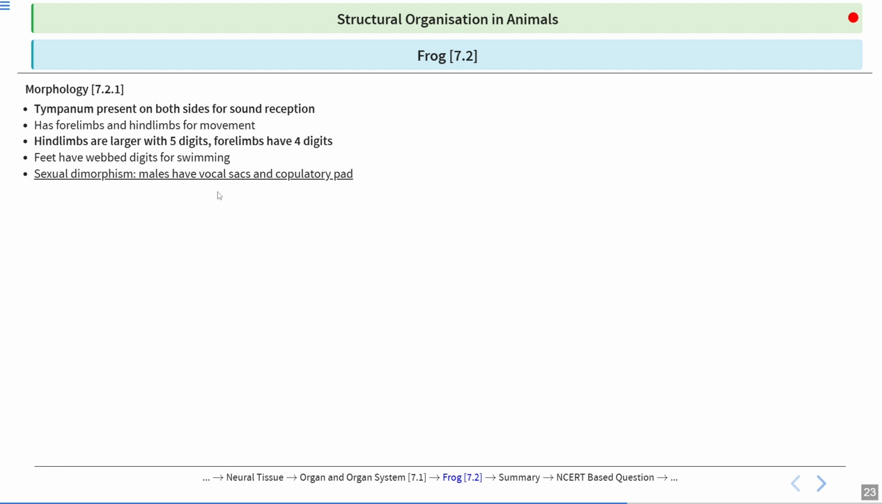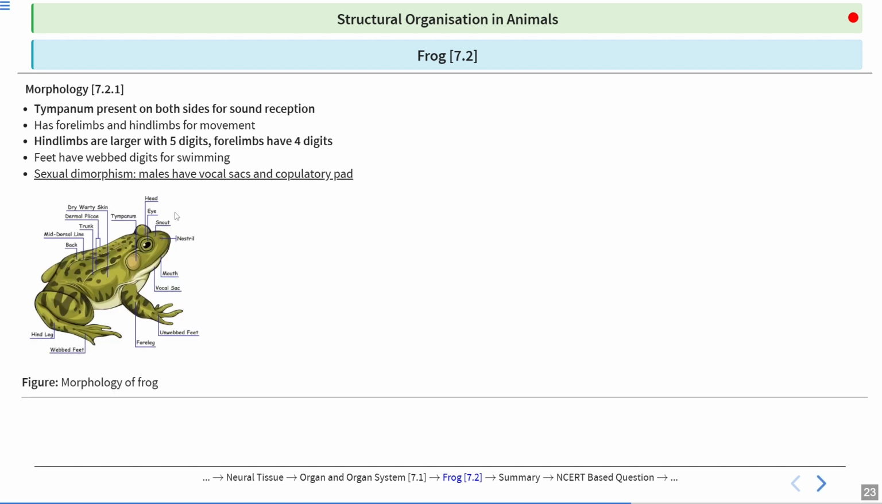Sexual dimorphism: males have vocal sacs and copulatory pads. So in this way, you can identify the male frog. They always produce sound to attract the female frog, right? So they have the vocal sac that produces sound, and they also have copulatory pads on their digits. That helps to grasp the female frog at the time of copulation, at the time of reproduction. So by these two features, you can identify the male frog.